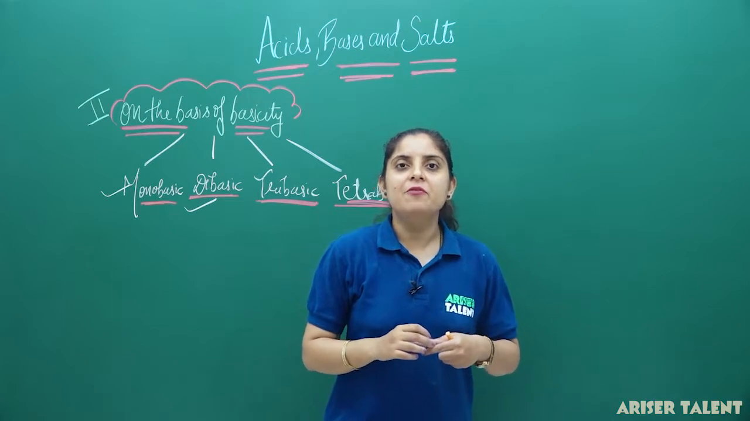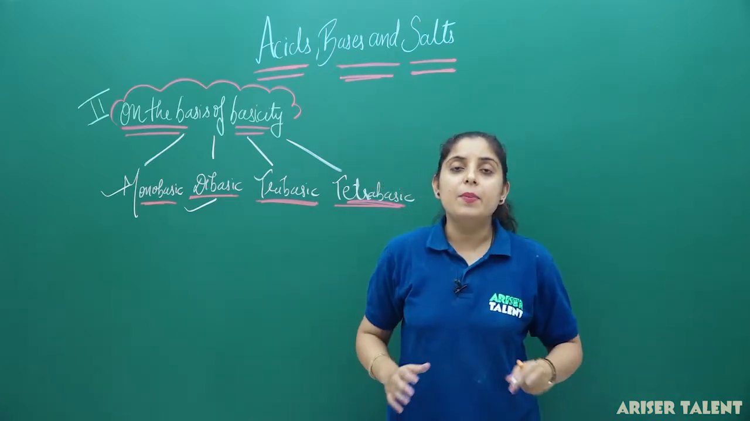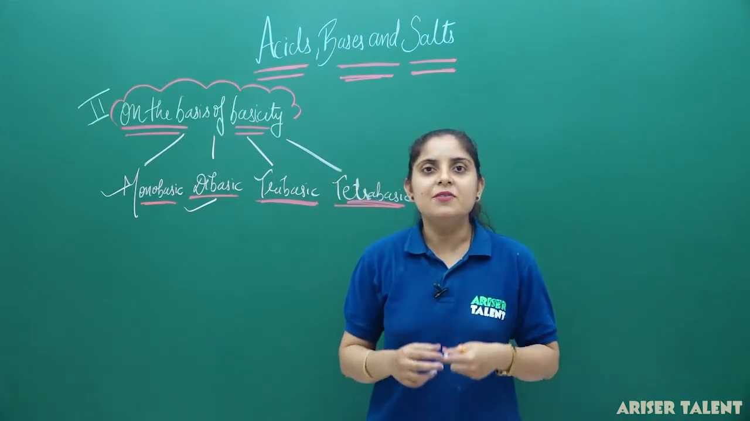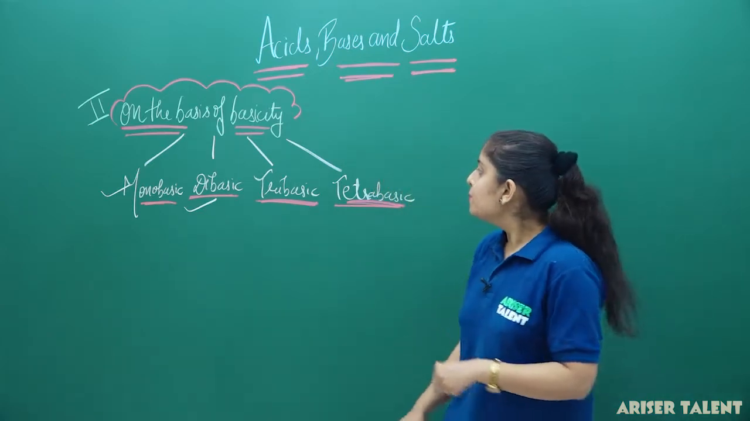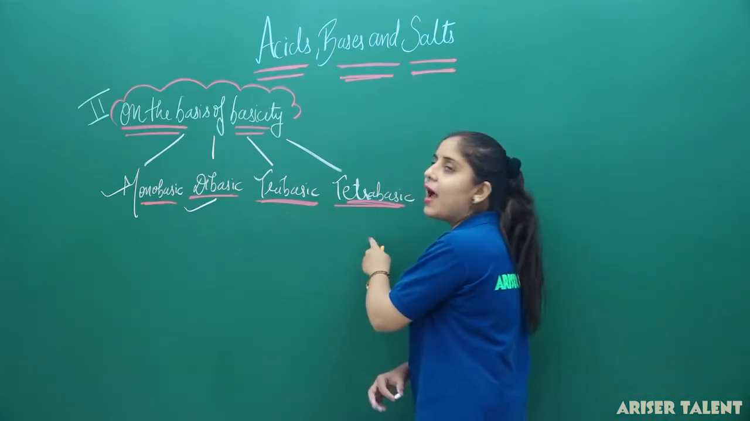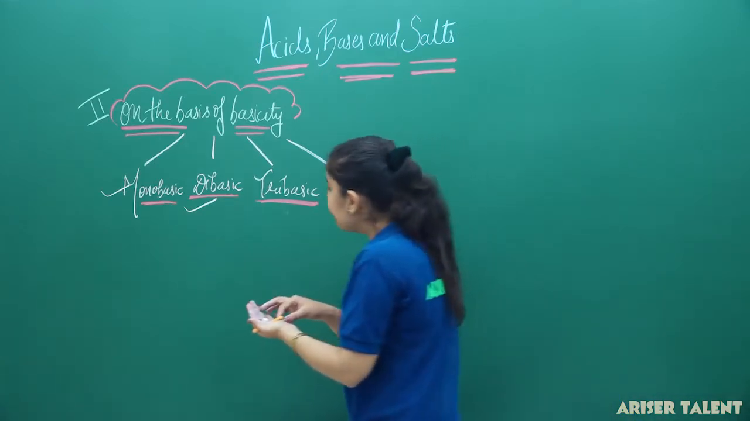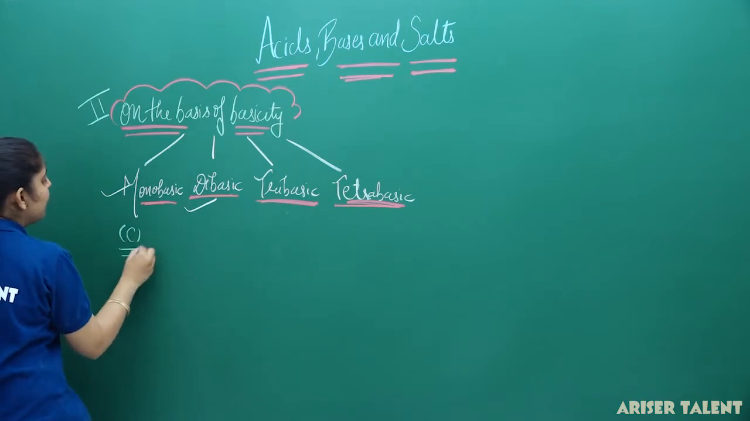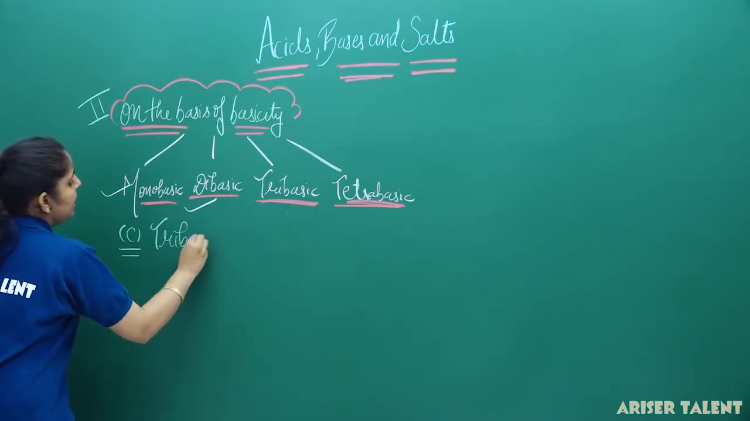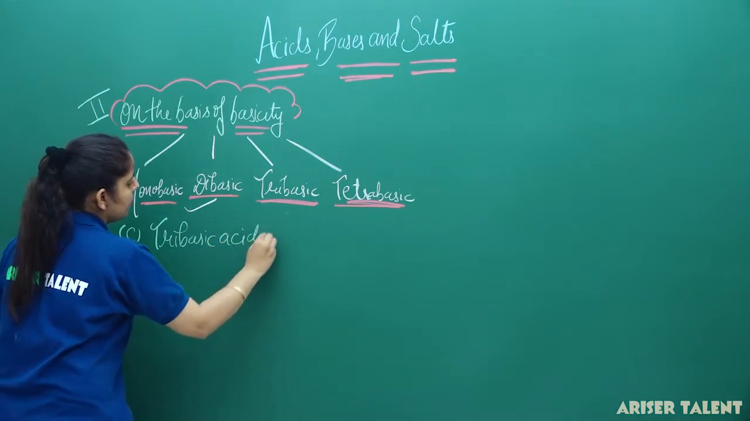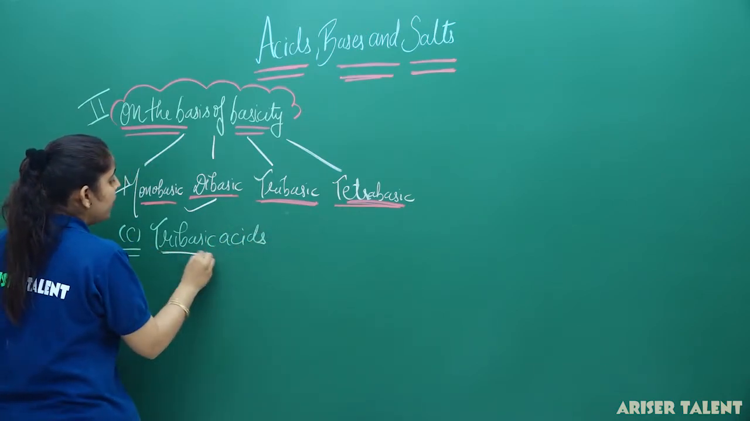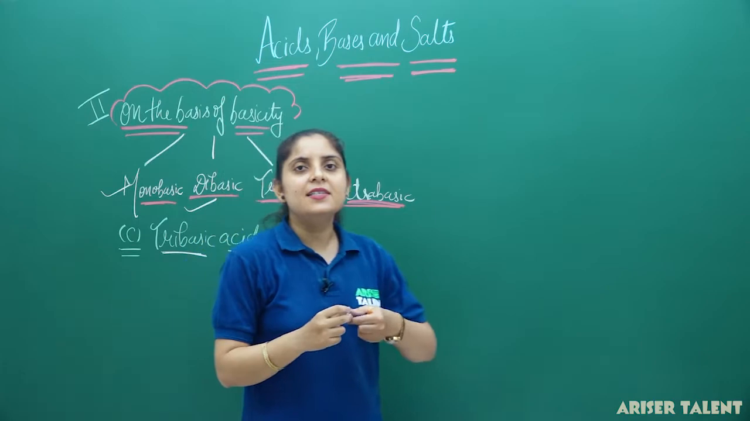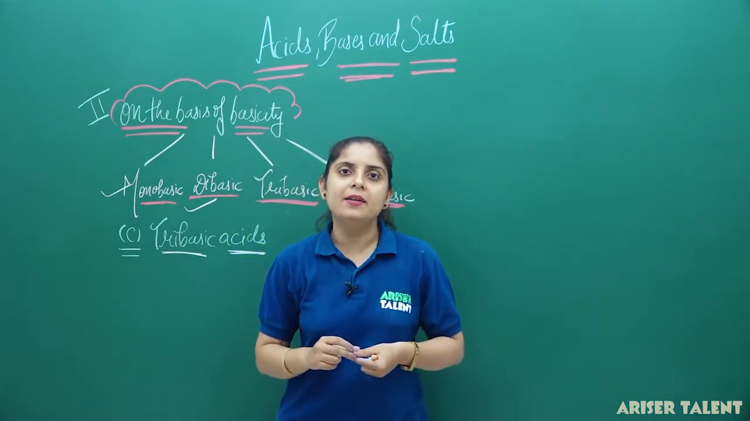Monobasic acids are the ones in which the acid is capable of giving only 1 hydronium ion in the solution, and dibasic acids are capable of giving 2 hydronium ions. Now we have to discuss the tribasic and the tetrabasic acid. Clear? First we are going to deal with tribasic acids. Our C part will be tribasic acids. Tribasic acids are those in which an acid is capable of giving 3 hydronium ions in its aqueous solution.